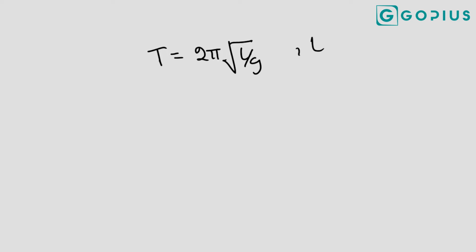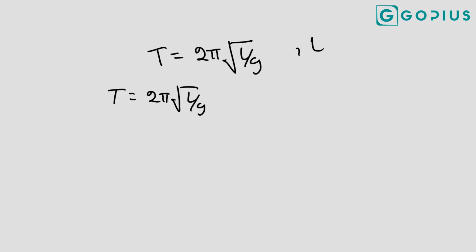So we have T is equal to 2 pi the square root of L over g. Now L is inside the root sign, so you have to find a way to clear it. And how do we remove the root sign? We square both sides. So we are going to square both sides of the equation.